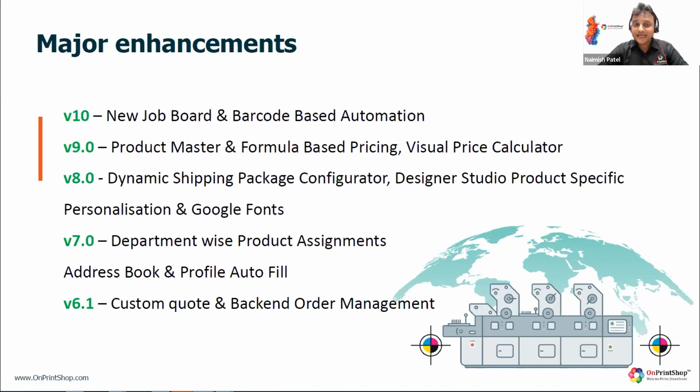Plus we improved our designer studio product specific personalization, allowing Google fonts to be updated. So designer studio, especially for clients who are targeting B2C, can give the best customer experience in online design as well. V7.0 was more like B2B department-wise updates, plus address books and auto profile onto a template. V6 was more like custom code and backend order management. So in every version we've been focusing on either productivity or customer experience.